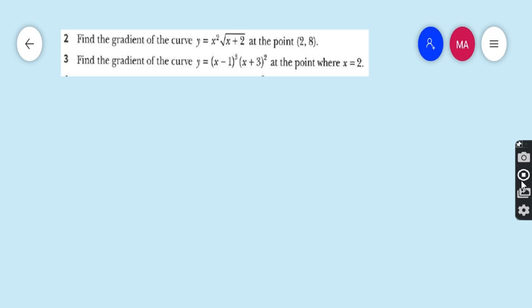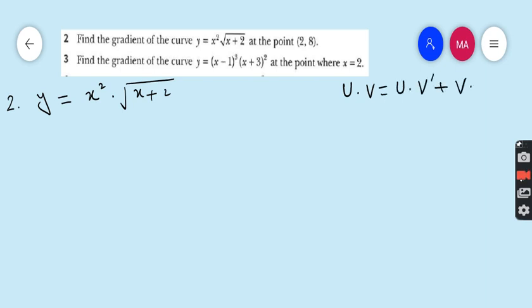Find the gradient of the curve y is equals to x square into square root of x plus 2 at the point 2, 8. So question number 2, we have a function y is equals to x square dot, means multiply, square root of x plus 2. What is the formula of the derivative of product of two functions? u dot v is equals to u multiplied by derivative of v plus v multiplied by the derivative of u.